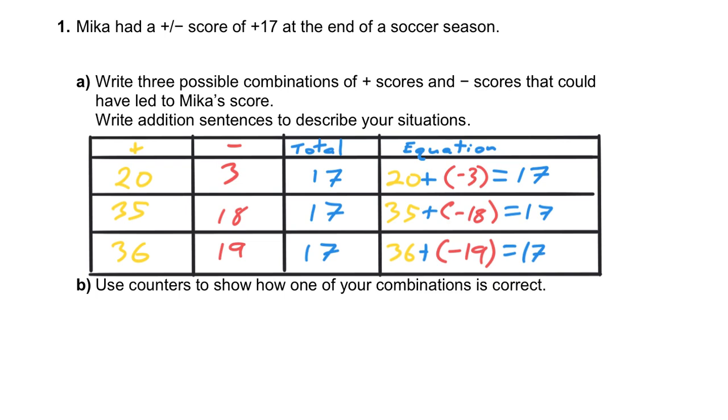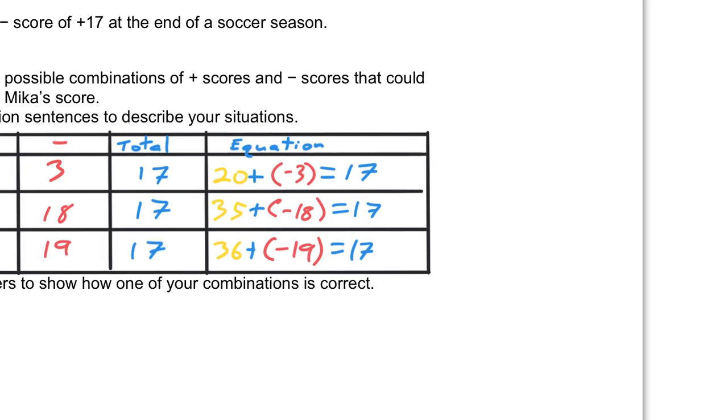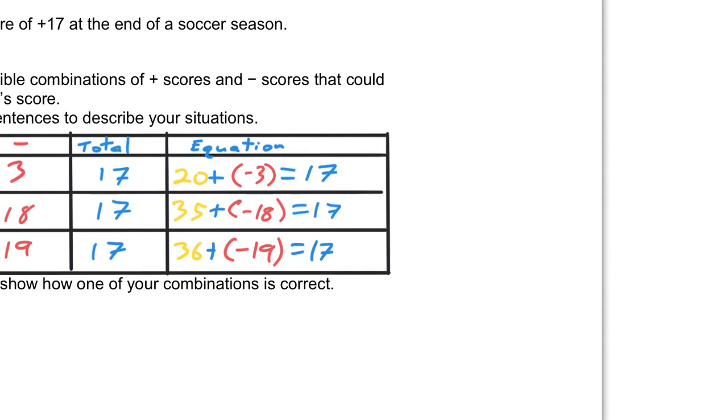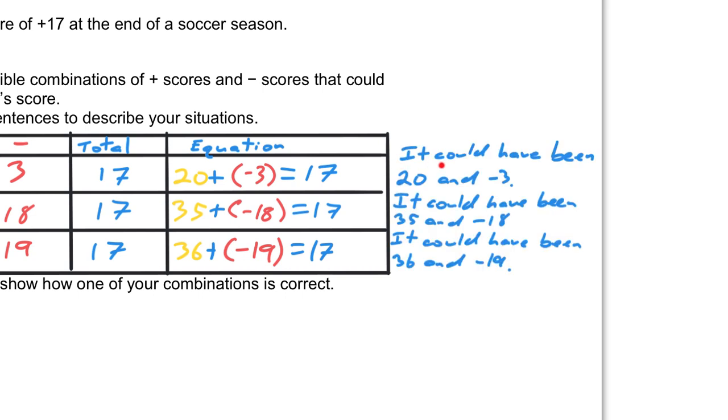And don't forget that we need to write addition sentences to describe our situations. So I might say something like this. It could have been 20 and -3, or 35 and -18, or 36 and -19.